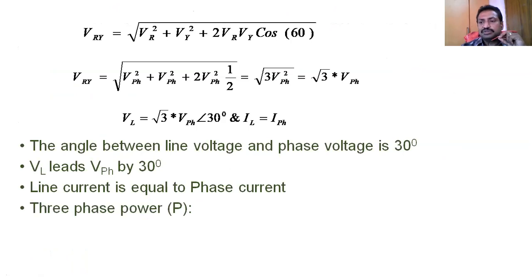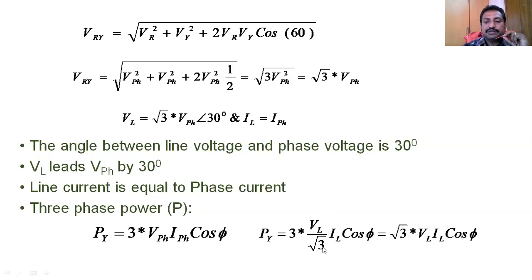Then we'll come back to the three-phase power. In case of star connection, for single phase power, it is V phase, I phase, cos phi. For three-phase power, 3 into V phase, I phase, cos phi. But in case of star, VL is equal to root 3 V phase, so V phase is equal to VL by root 3, and IL is equal to I phase. We replace phase by line terms, VL by root 3 and into IL. So here 3 is replaced by root 3, one root 3 gets cancelled, one root 3 remains. Therefore, root 3 into VL IL cos phi. So this is the power in star connection.